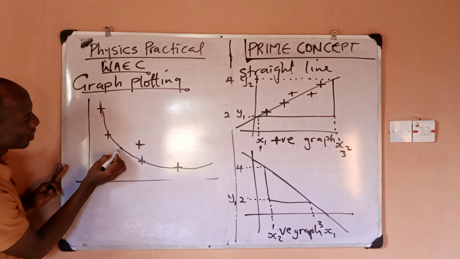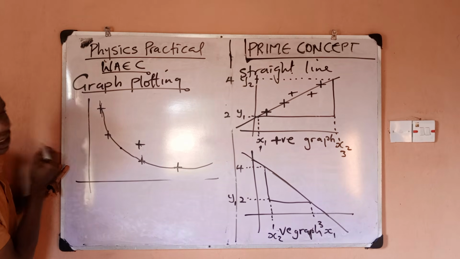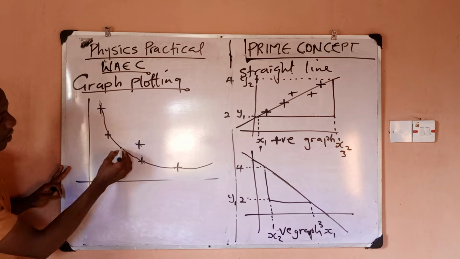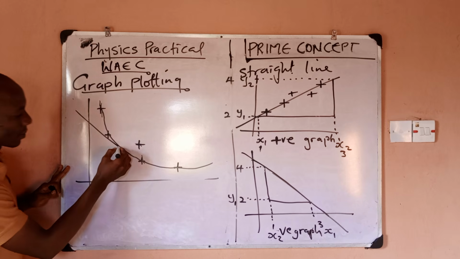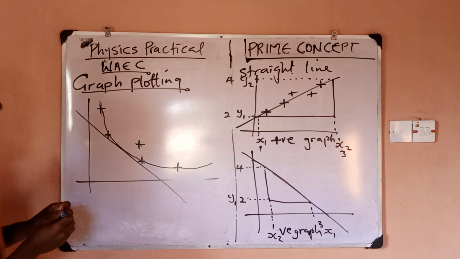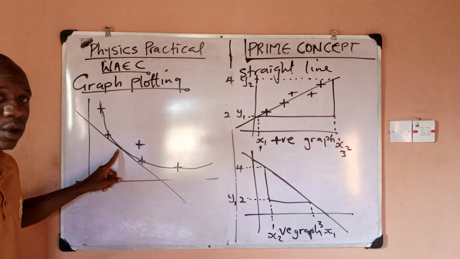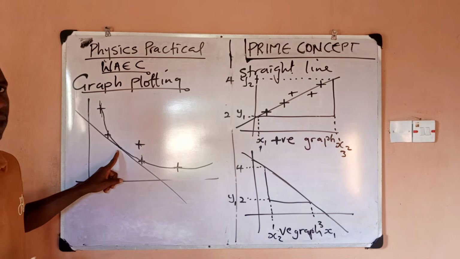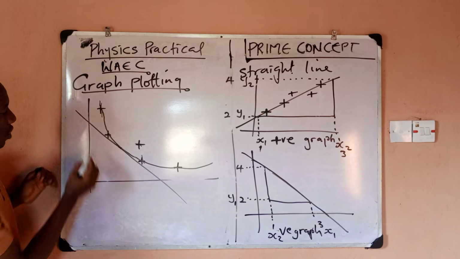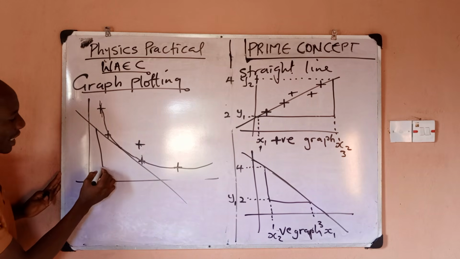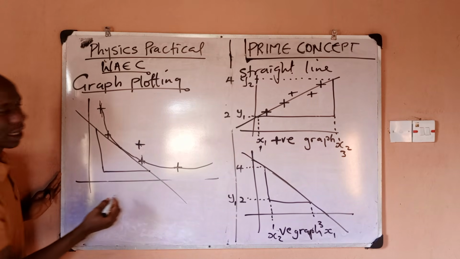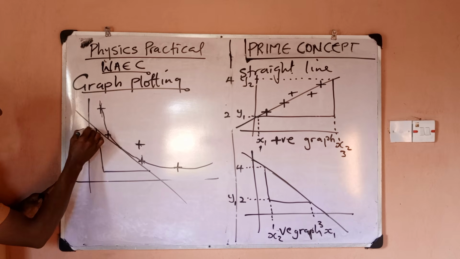So let's say I've chosen this point as my random point. I'm going to draw a straight line through that point. Something like this. So this line I have drawn to touch this curve at just this point is what you call your tangent line. You're now going to draw your triangle on that tangent line.